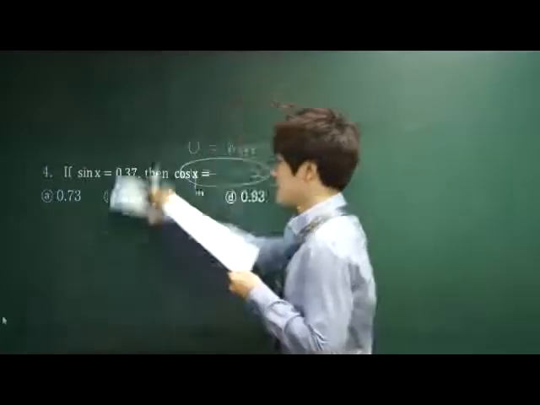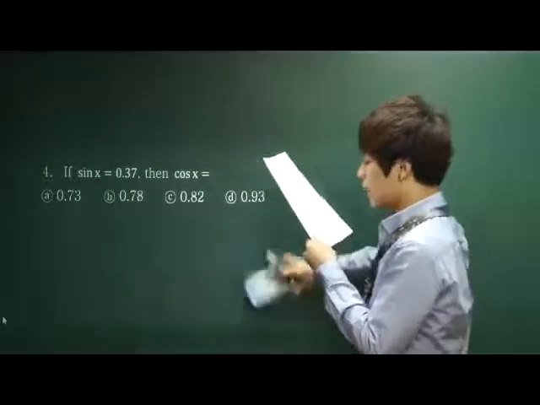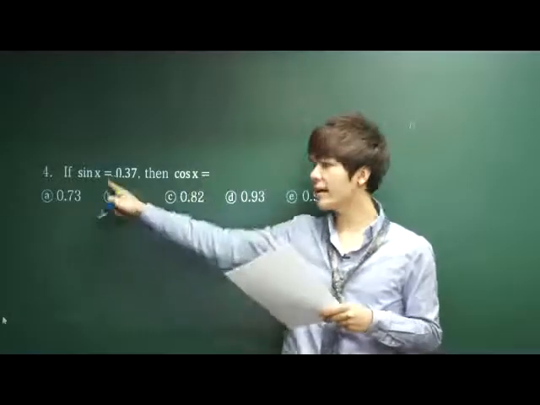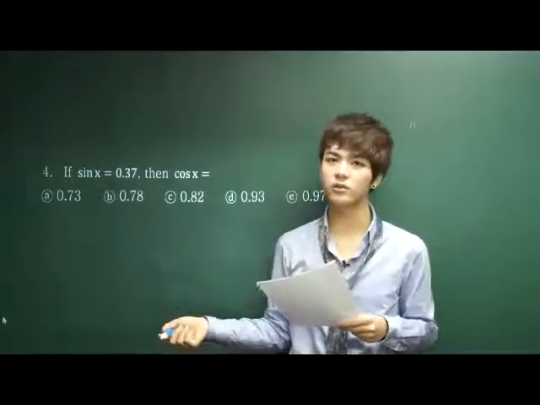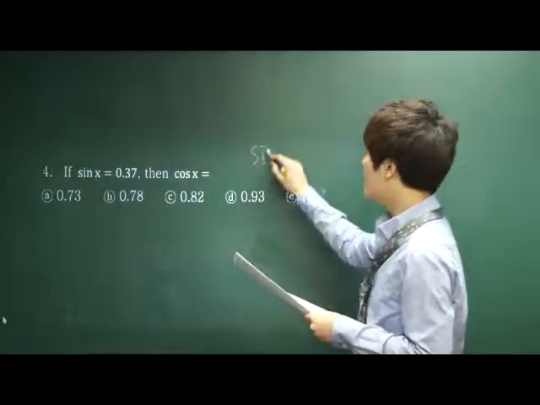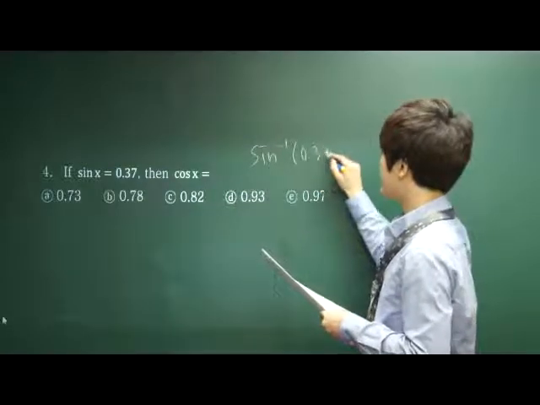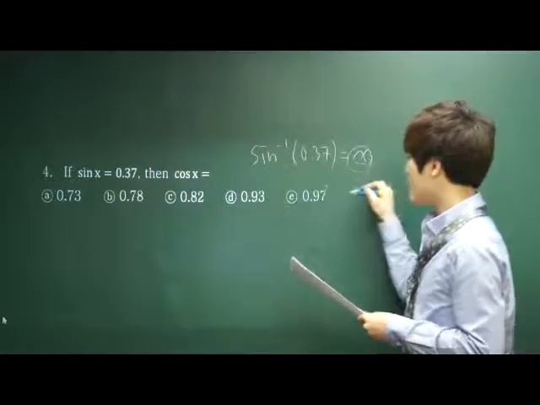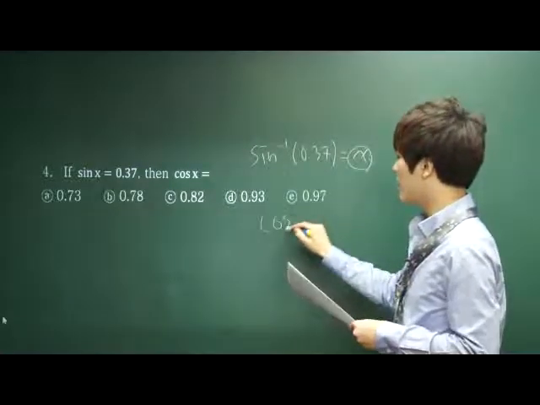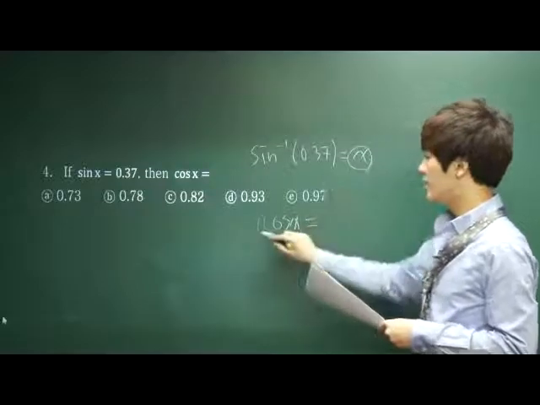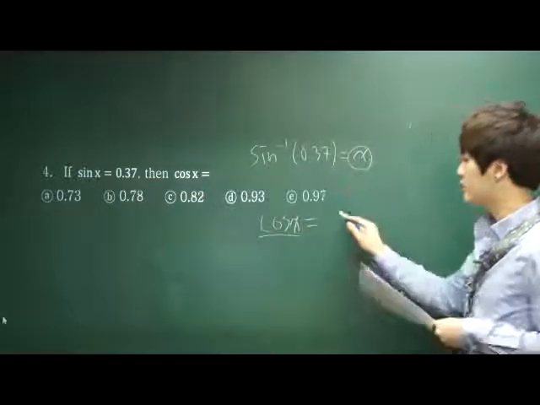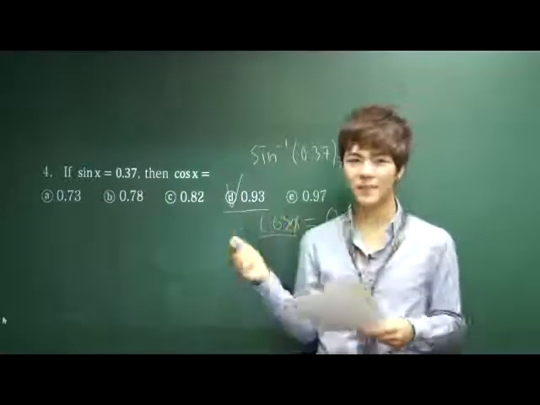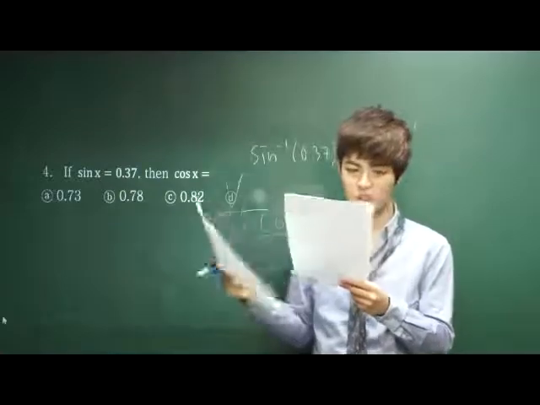Number 4, it says, if sine x is equal to 0.37, then cosine x is equal to, okay. So first, we need to find out the value of x. How can you find this out? Right, by using the calculator. Inverse sine of 0.37 is equal to x, right? Find the x value, and then we're looking for the cosine x value. Therefore, if you put x here, then you will get cosine x is equal to 0.93. Correct answer choice is D. Okay, let's move on to the next question, number 5.